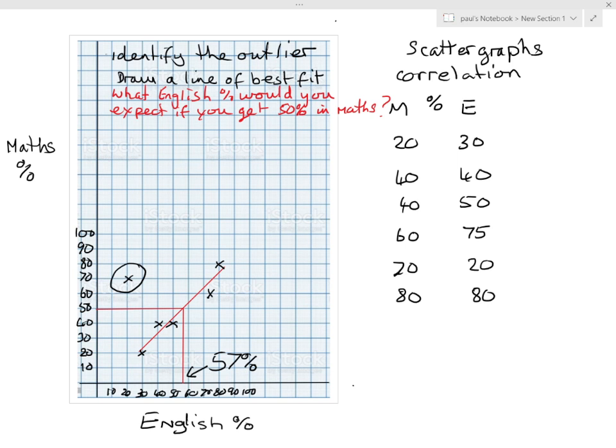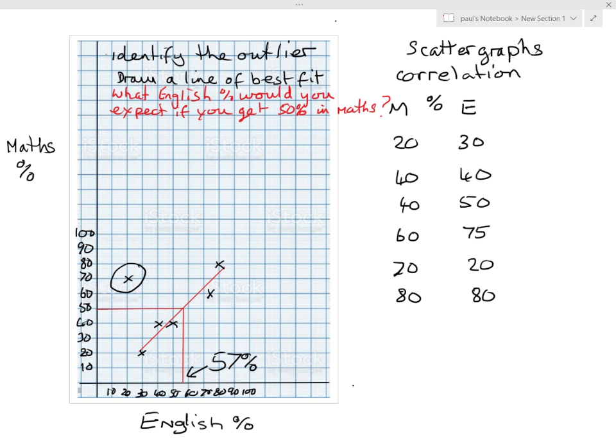Of course, there's no way you can actually predict that. But if you did thousands of them, like the whole nation, then you might expect it. So this suggests to us that the better you are at one subject, you're also better at the other one.